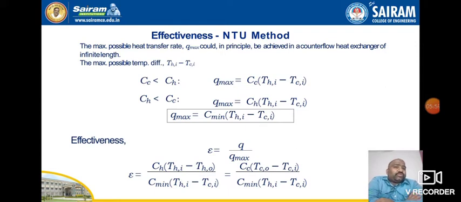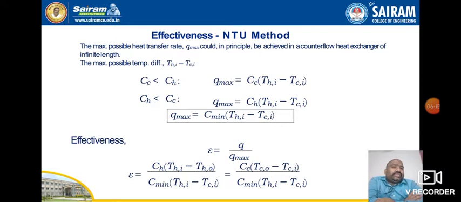Suppose the maximum possible temperature difference, that is Thi minus Tci, then the equation becomes Q max is equal to Cc into Thi minus Tci, and for Ch less than Cc, Q max is equal to Ch into Thi minus Tci. So for maximum heat transfer, that is C minimum into Thi minus Tci.